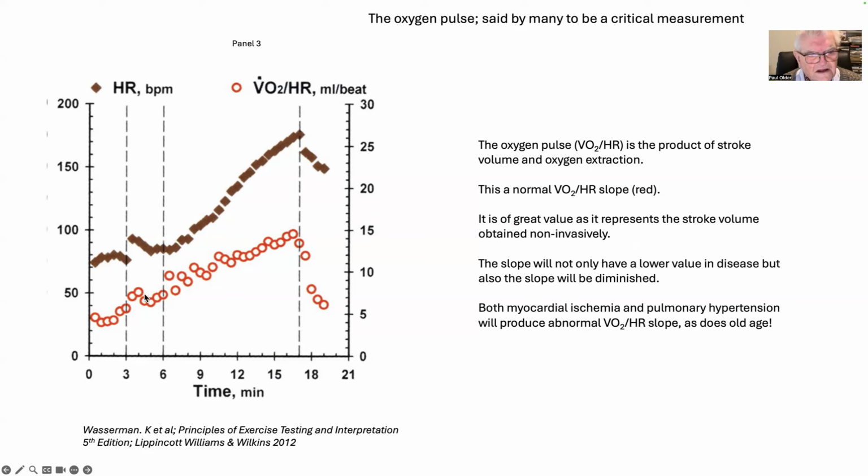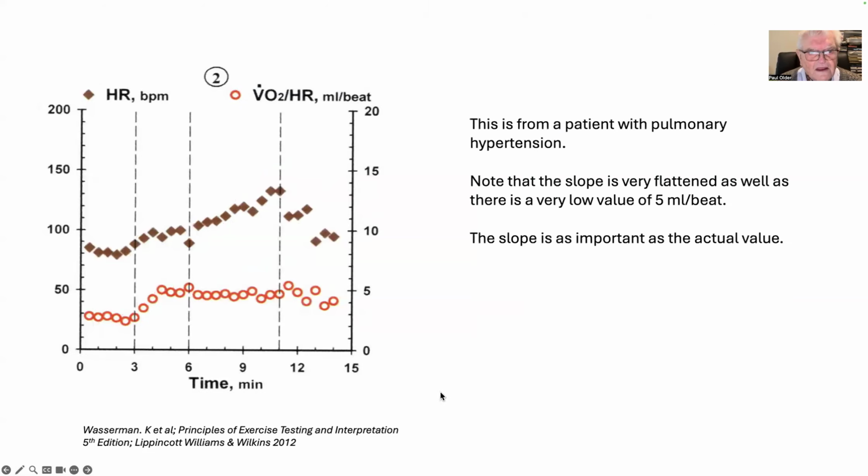Notice here there's a gradual, with the exercise time, there's a slow increase in the slope, and it comes up to quite a high figure, 15. If now we look at a patient with pulmonary hypertension, we note that it starts to come up at the beginning of exercise, but then it fails and it just forms a plateau with virtually no higher than 5.